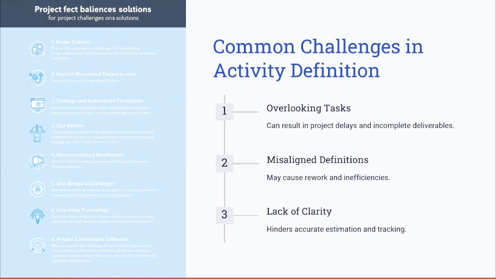Now let's have a look at the common challenges that you might face when defining the activities. Challenges in activity definition can lead to significant project issues. For example, overlooking a critical task can result in delays, while misaligned definitions may cause rework. Insufficient detail in activity attributes can hinder accurate estimation and tracking. To mitigate these challenges, involve the stakeholders, review the WBS thoroughly, and use historical data to validate the completeness.